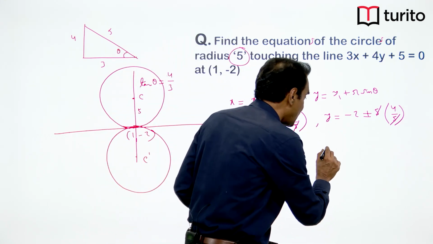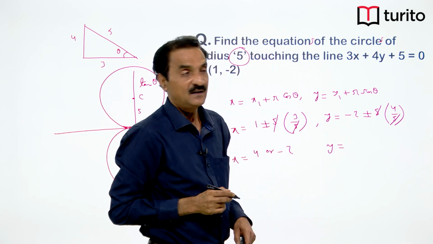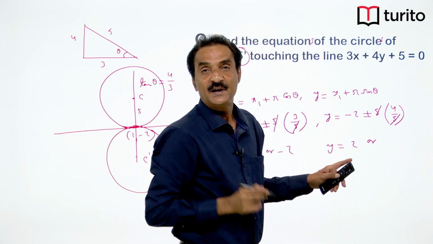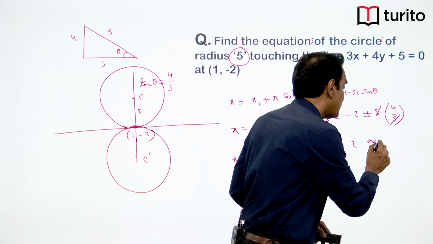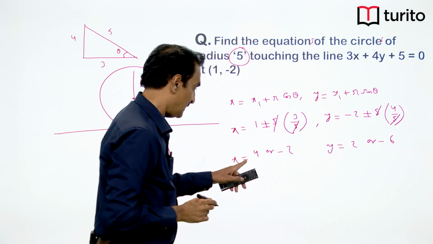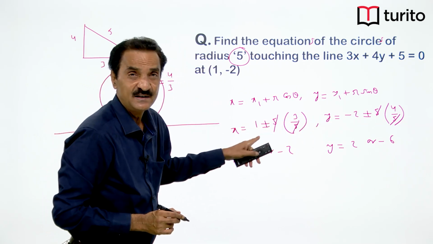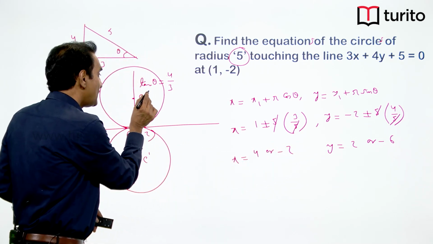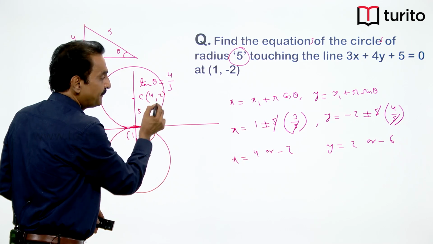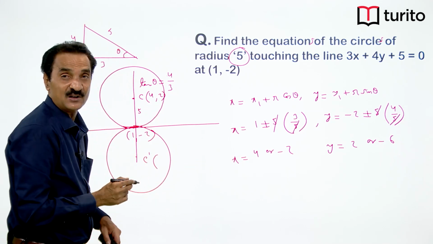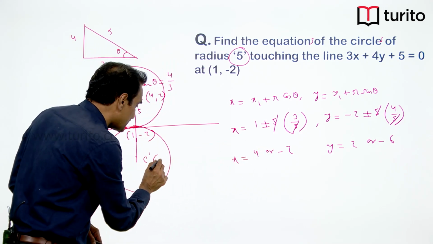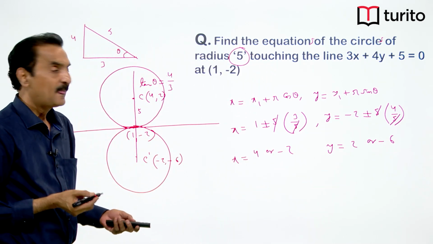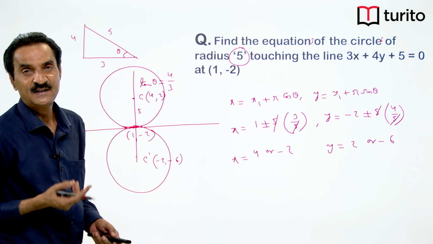Similarly, y coordinate of the center, taking plus sign: minus 2 plus 4, it is 2, or taking minus sign: minus 2 minus 4, minus 6. So, taking plus sign for both, we get x is equal to 4, y is equal to 2, that is the center of one possible circle, 4 comma 2. What is the center of the other possible position? It is minus 2 comma minus 6, this and this. Now, write the equations of the circles, you know the center and radius.